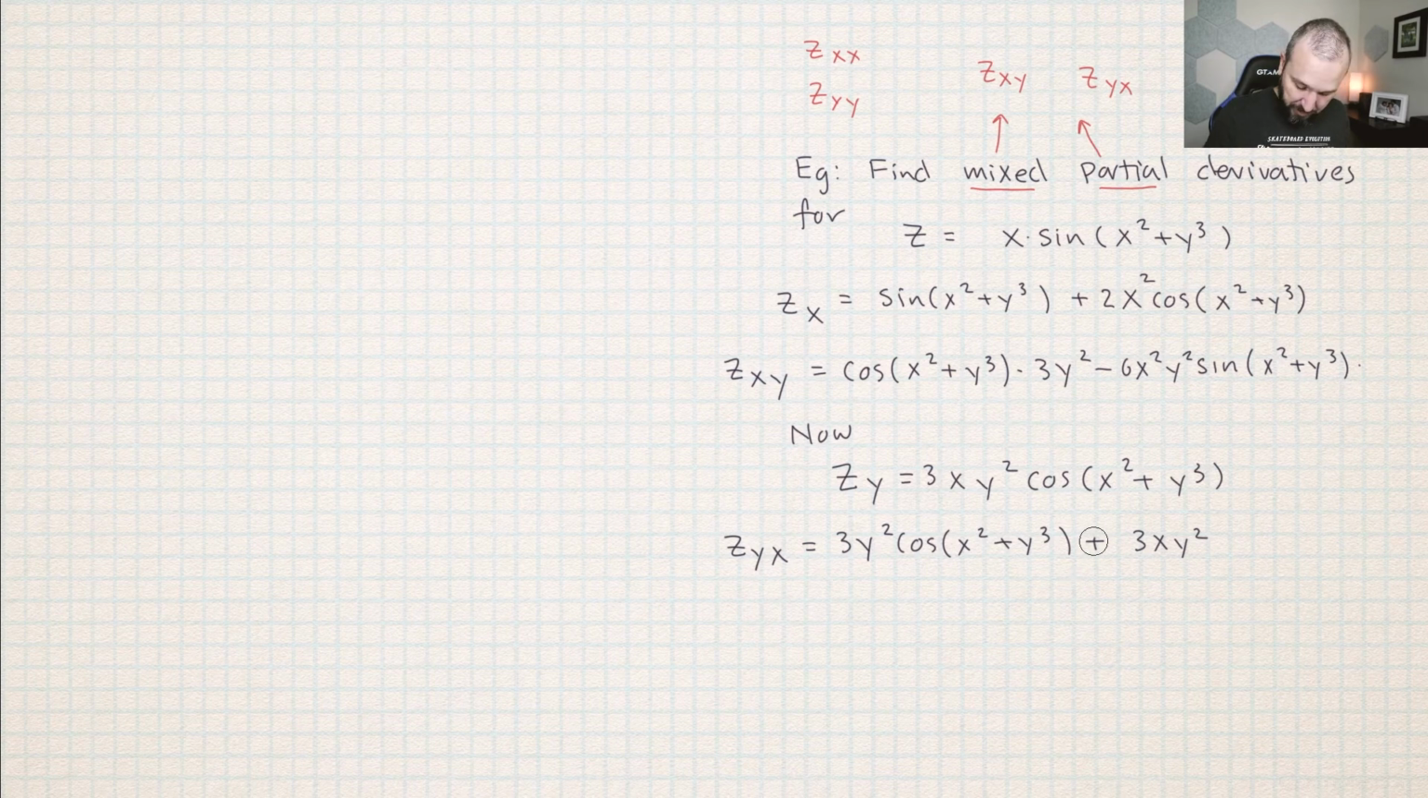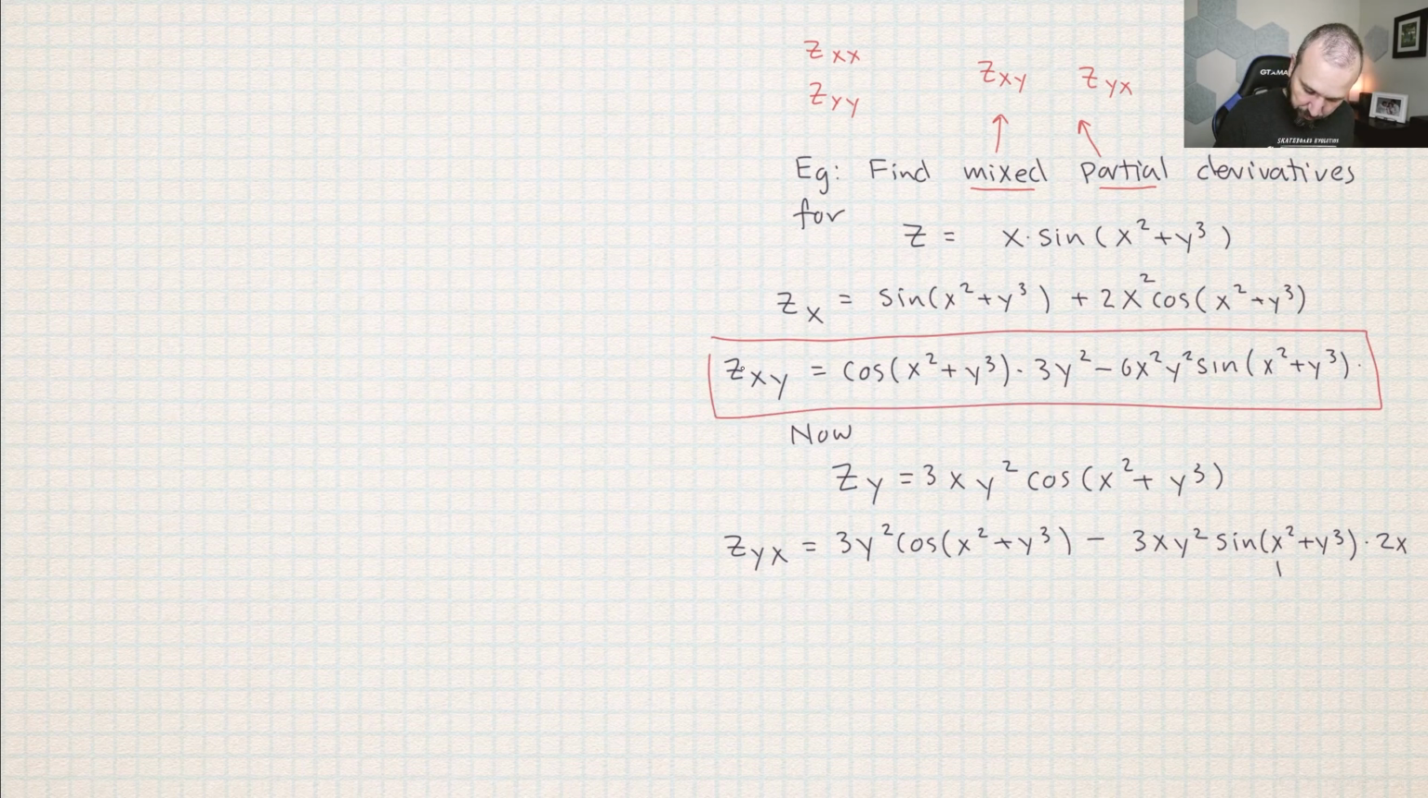So the derivative of cosine is a negative sine. So I'll change that to a minus. And then sine of x squared plus y cubed. And now I need to multiply by the derivative of the inside. So now I'm multiplying by 2x, the derivative of the inside here. Okay, so I calculated these two mixed partial derivatives right there, and this is what I got.